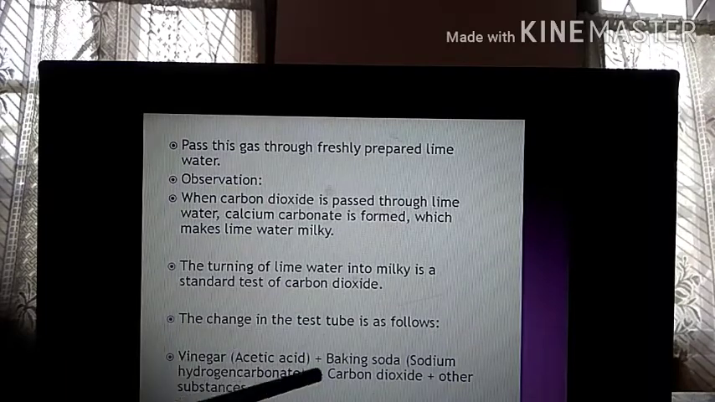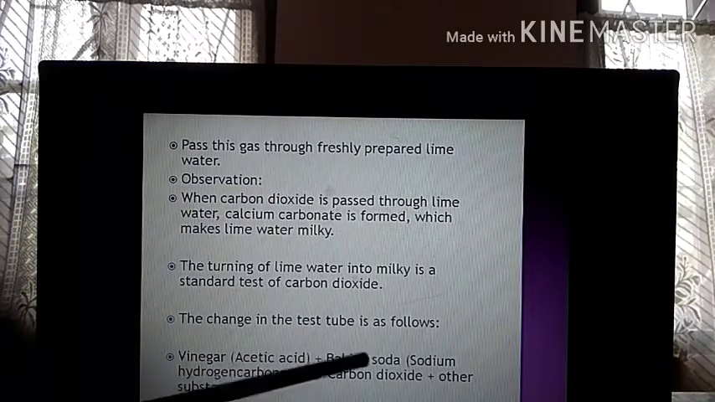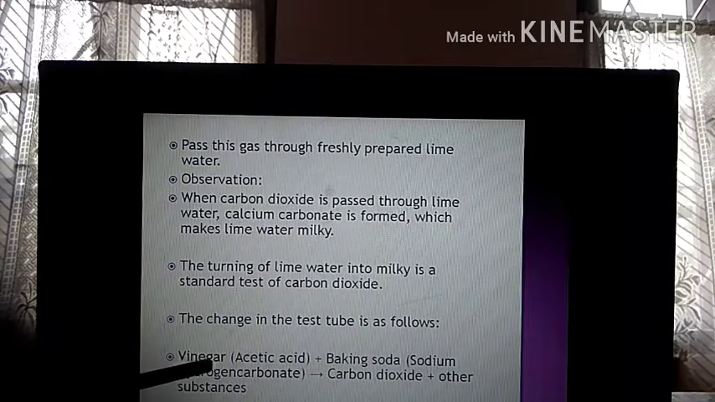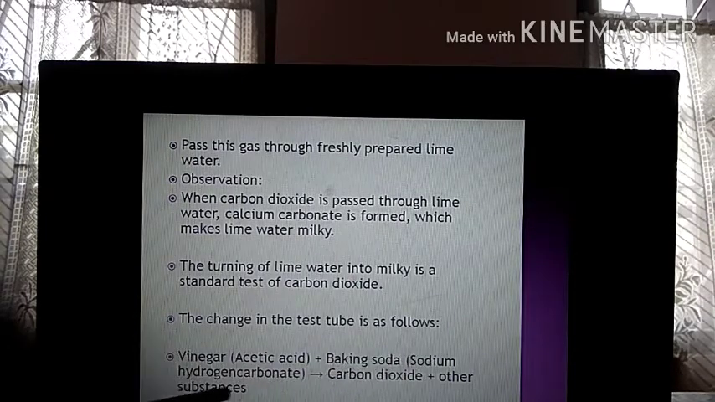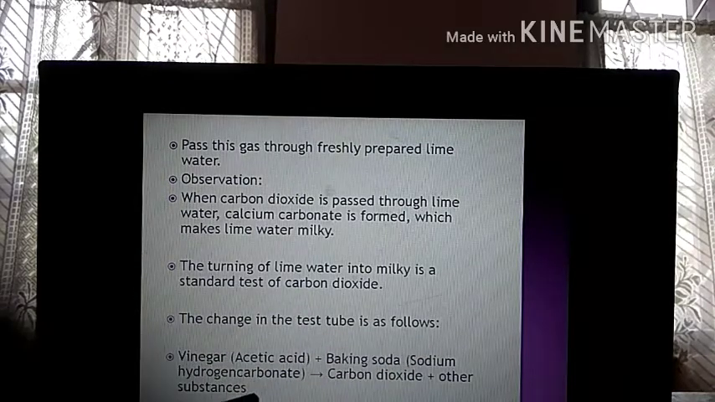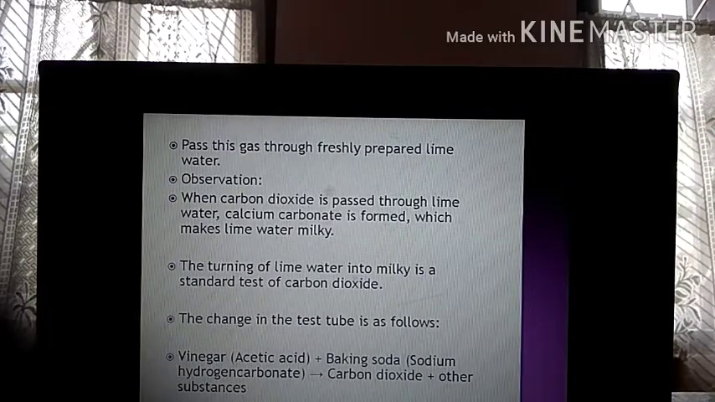So when you mix vinegar, which in scientific name is called acetic acid, plus baking soda. Vinegar is an acid actually, but it is a weak acid, not a strong acid. Baking soda's chemical name is sodium hydrogen carbonate, or it is called sodium bicarbonate. So when you mix vinegar and baking soda, what do you get? Carbon dioxide gas. Some other substances will also be formed, but mainly you get carbon dioxide gas.